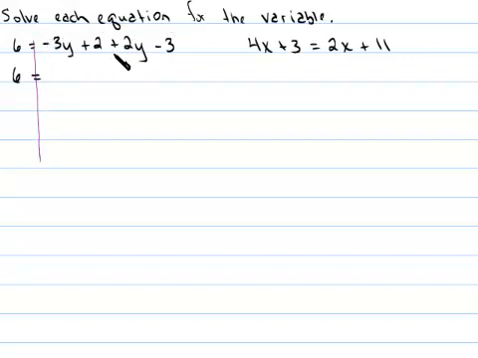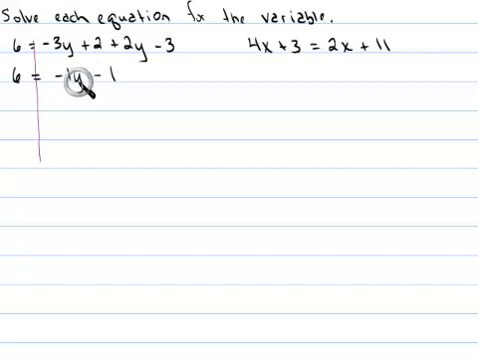Negative 3y plus 2y would make negative 1y. That takes care of those two. And if you're adding 2 and subtracting 3, it's the same thing as subtracting 1. I'm just combining those as is. They're already on the same side. Once you do that, you notice we really have a two-step equation here: 6 equals negative 1 times y minus 1.